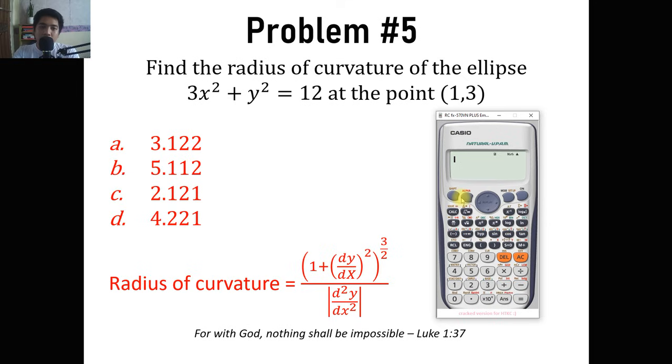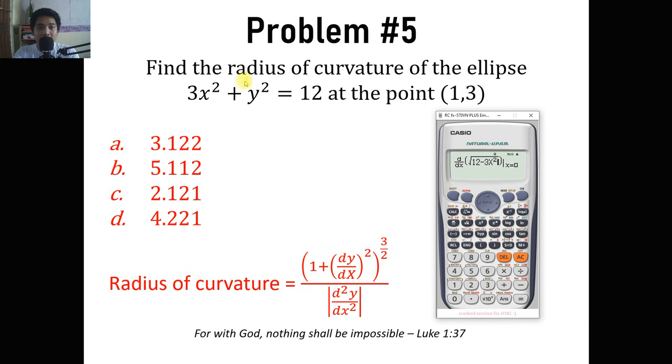So again, what we're going to do first is to express this equation of the ellipse purely in terms of y, on the left side of the equation. So we have to differentiate. Transpose 3x squared to the right side, that becomes 12 minus 3x squared, and we have y squared here. So take the square root. That becomes y equals the square root of 12 minus 3x squared.